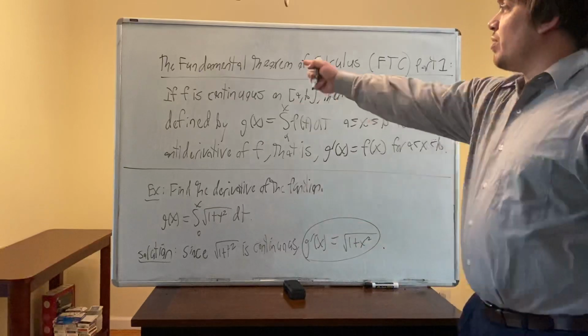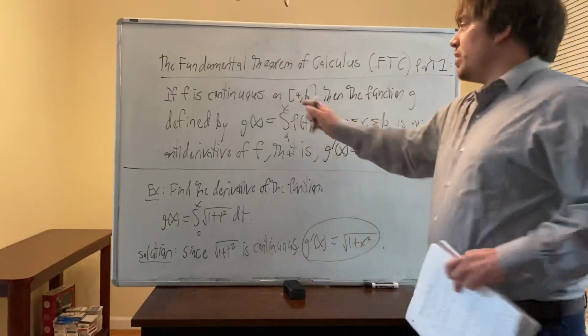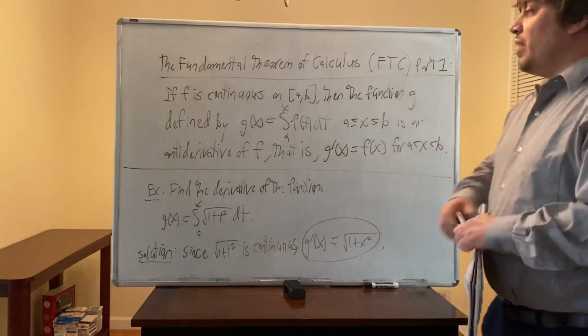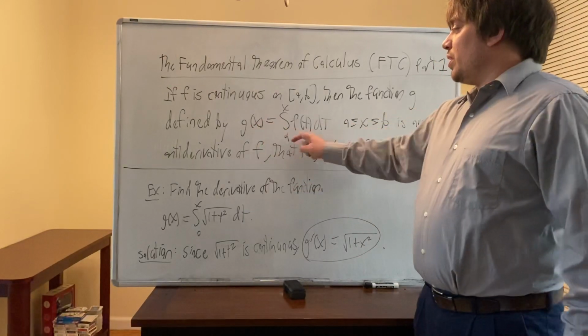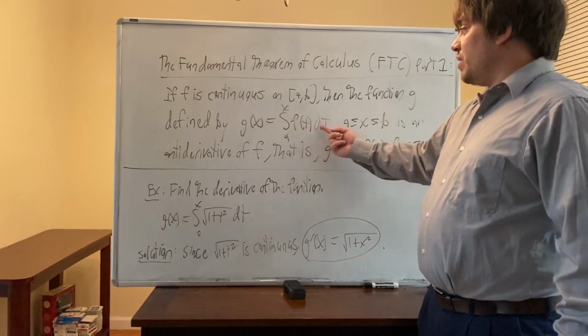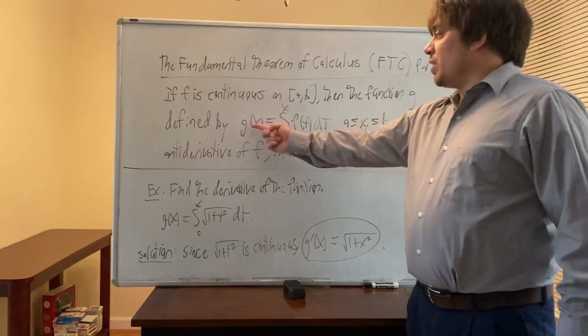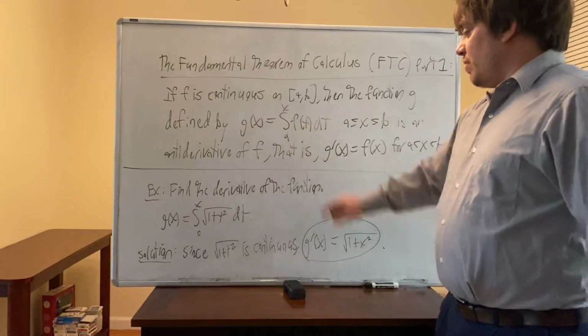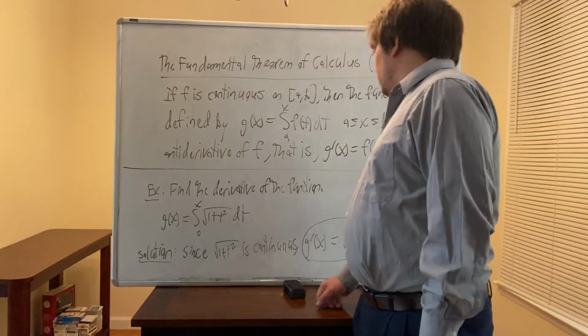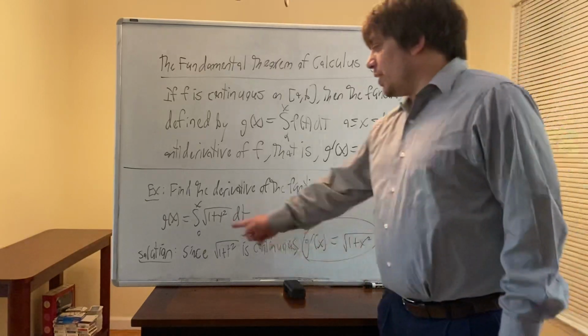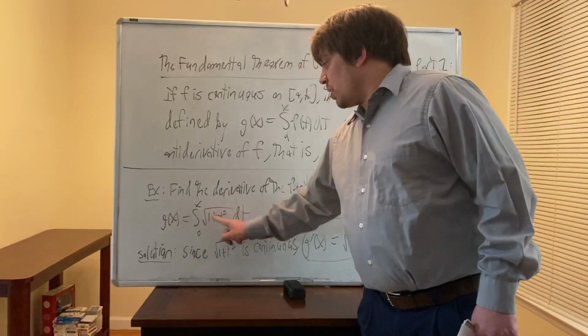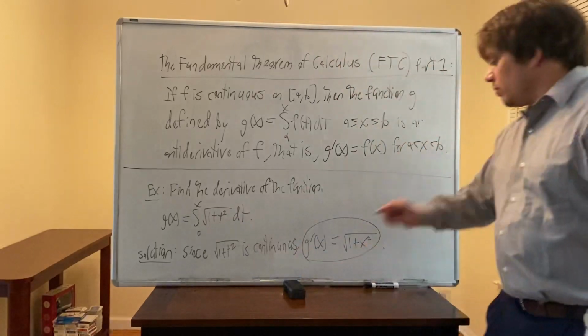The condition for the fundamental theorem of calculus is that your function f is continuous. Then, if you take the derivative of the integral from a to x of that function f of t dt, the derivative of g is f of x. And so here, g prime of x is just plugging in x here, square root of 1 plus x squared.